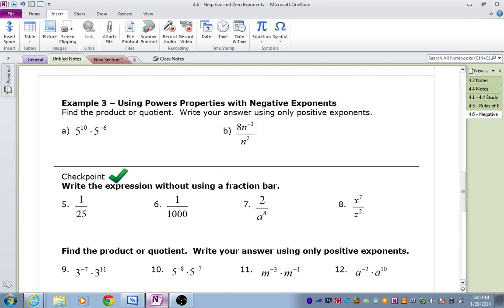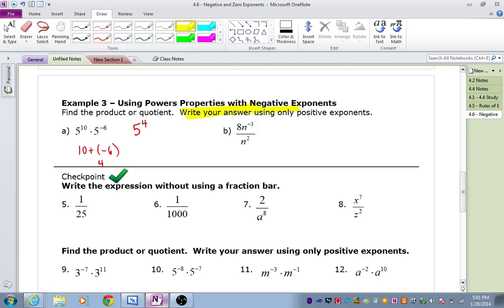So here, we have 5 to the 10th times 5 to the negative 6th. We have the base of 5, so we're going to add our 2 exponents together. But you need to remember your integer rules. So I have 10 plus negative 6. Different signs means we really subtract our numbers, take the sign of the bigger number, so we get 4. So that means our new exponent is going to be 4, so 5 to the 4th power. Our directions say to write your answer using only positive exponents. Well, 5 to the 4th has a positive exponent, so that means we're done.